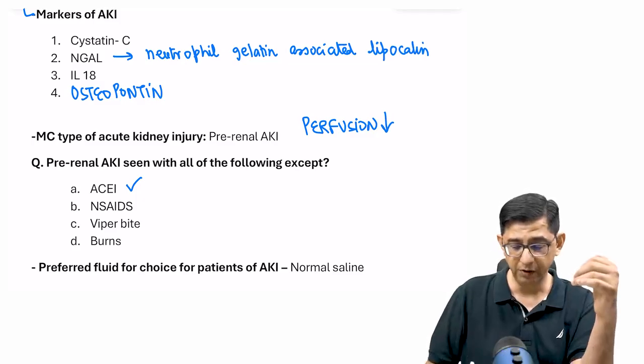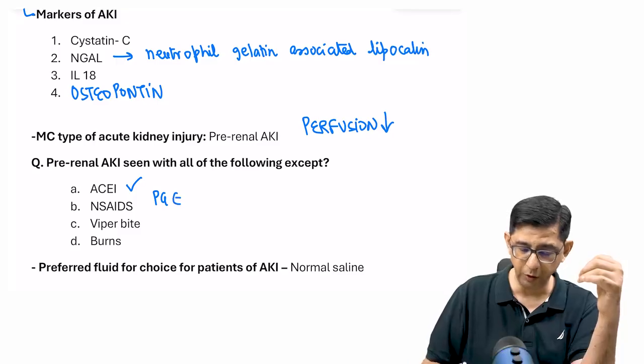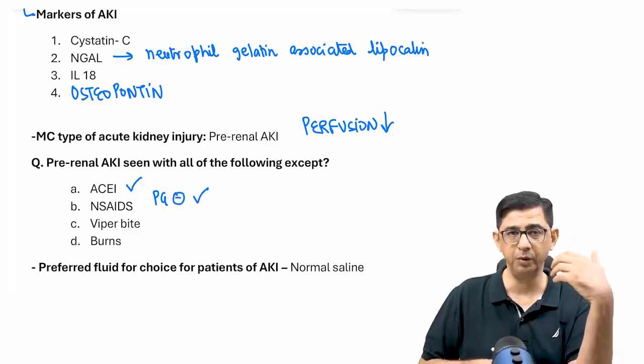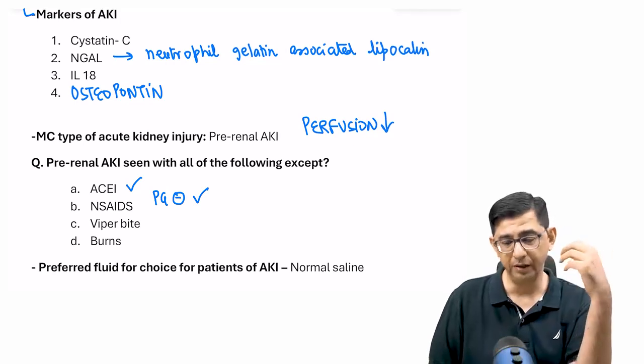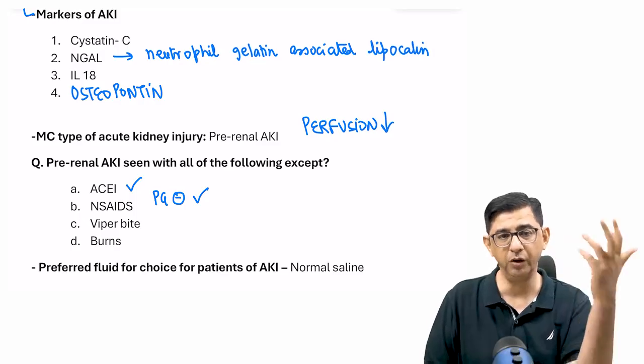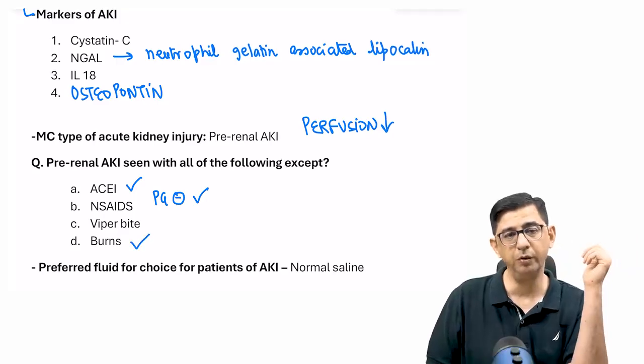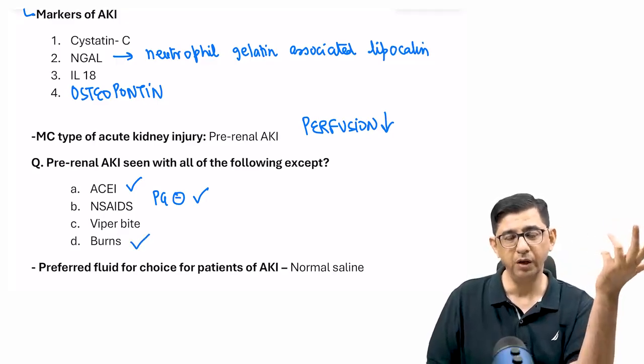patients. NSAIDs will inhibit prostaglandin production. That again, prostaglandins have a renoprotective effect. Prostaglandins protect stomach mucosa, they protect kidneys, and they help in maintenance of this balance between afferent and efferent arteriole, so can contribute to it. Burns will cause volume depletion. So I'm left with only one, viper bite.